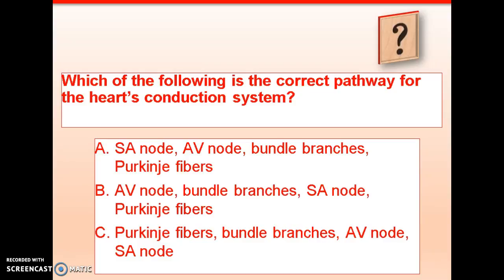Which of the following is the correct pathway for the heart's conduction system? That would be SA node, AV node, bundle branches, Purkinje fibers.